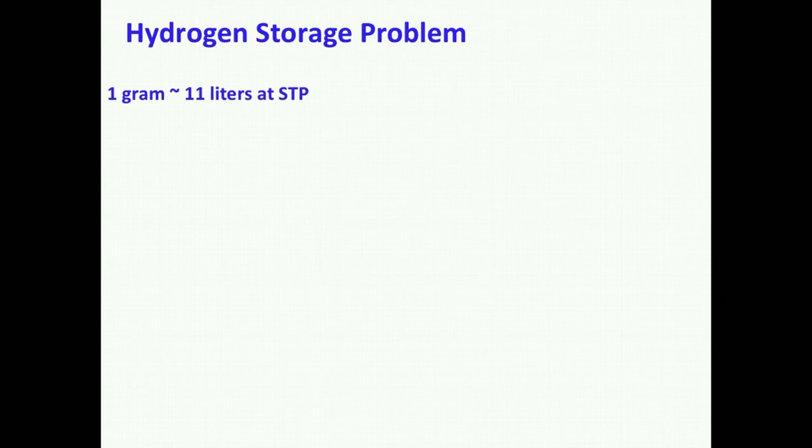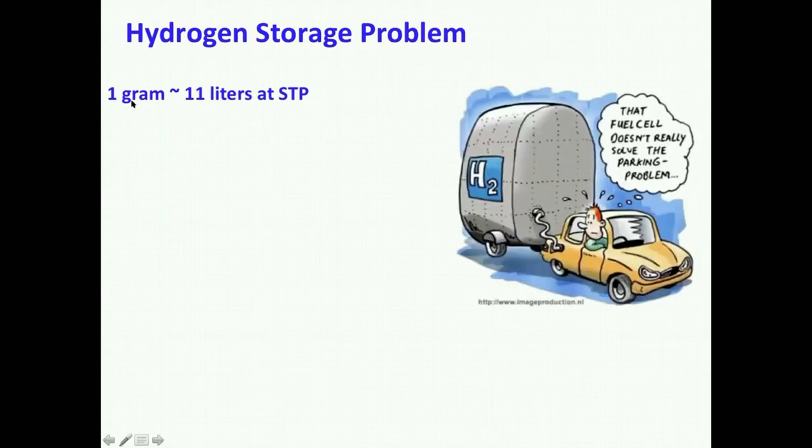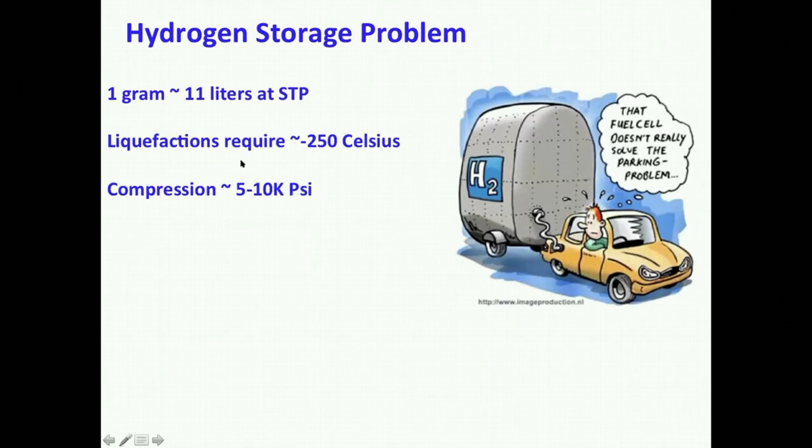Associated with this hydrogen energy, and that is its storage. If you want to store 1 gram of hydrogen, you would need 11 liters at standard temperature and pressure. So your car would look like that. Of course, you don't want that. If we freeze or liquefy it, you need a temperature of -250 Celsius, which is too low. So a lot of energy would go to achieve and maintain this low temperature. Or if you want to compress it, you need very high pressure, which is of course not safe.